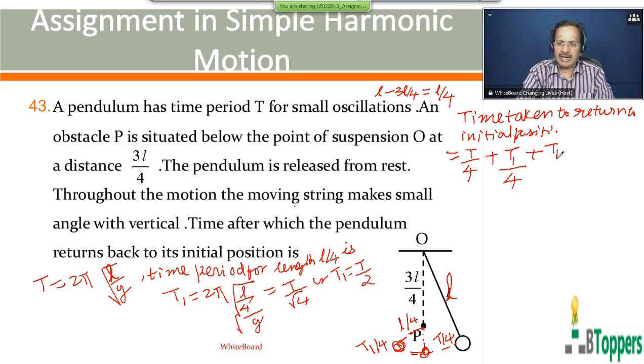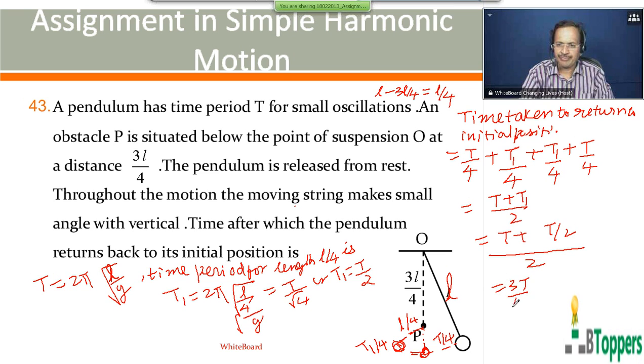Again, it takes the same time T1/4 to travel back from the other extreme position to the mean position. Then the time taken to move from the mean position back to the original position will be T/4. So that will be T/2 plus T1/2. You can write T1 equal to T/2. So you can simplify it further, and you get the answer as 3T/4. That's the answer. If you want to copy the solution, take a pause and copy the solution. I'll continue next class.